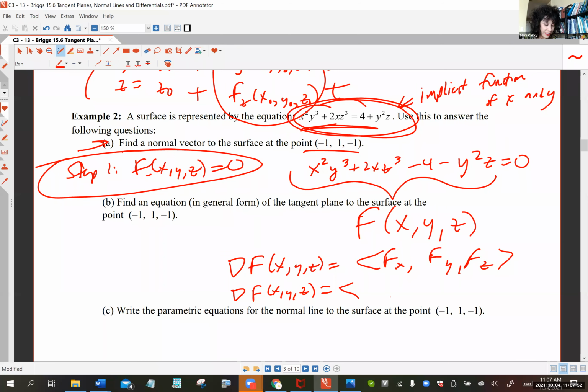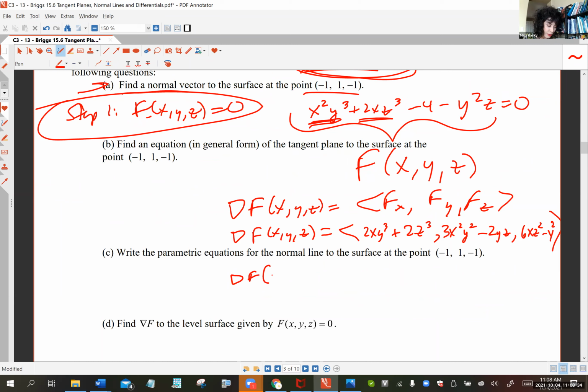All right, so let's see here. The partial with respect to x. The first term is going to give me 2xy cubed plus 2z cubed. And I think that's it for the first partial with respect to x, comma. Now let's take the partial with respect to y. First term, 3x squared y squared. Next term, 0. And then the last term, minus 2yz, comma. And then let's take the partial with respect to z. First term goes to 0. Second term is 6xz squared minus y squared. Okay, that is pretty hellacious.